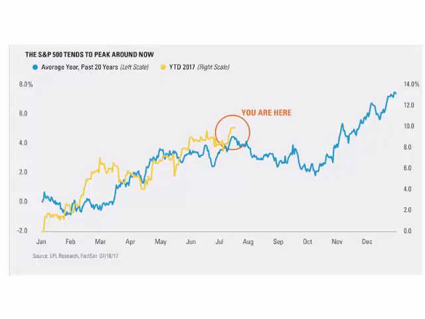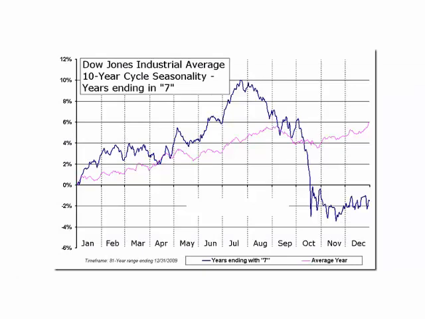Here's a look at the average of years ending in 7, going back about 80 years. It's shown in blue. You can see the market tends to do well the first half of the year and then peak in mid to late July and then trend down with pretty good force into mid-October. This is a similar pattern to what I just showed, but it's exaggerated. The move down is much more pronounced. For whatever reason, the second half of years ending in 7 have not done well.